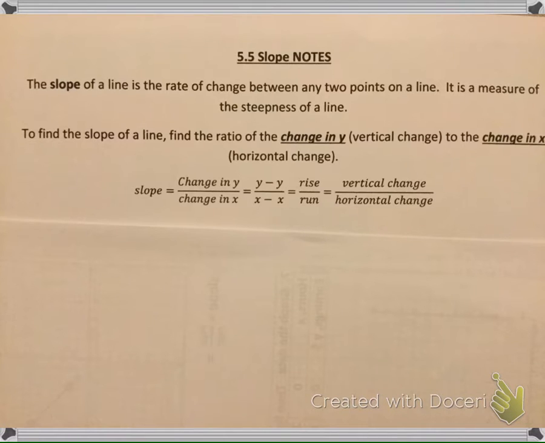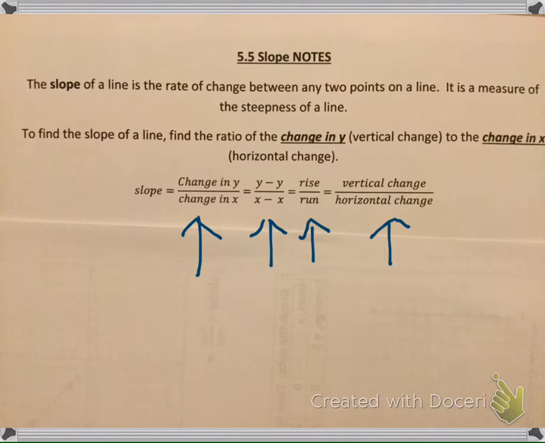To find the slope of a line, you just need to find the ratio. The ratio is a comparison of two numbers of the change in y, which is the vertical change, to the change in x. Okay, and I'll give you a couple examples of what that could look like. You could think of it as change in y over change in x. You could think of it as y minus y over x minus x, rise over run, and the vertical change over the horizontal change. They all mean the same exact thing.